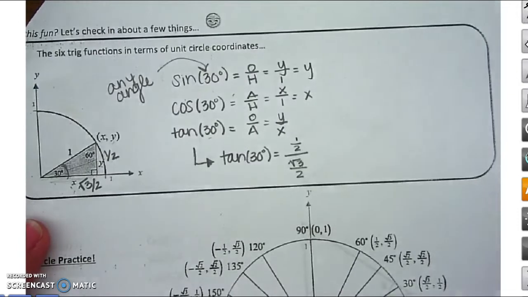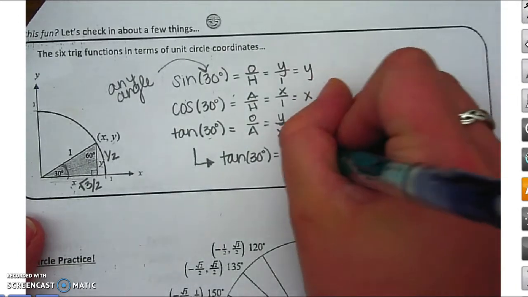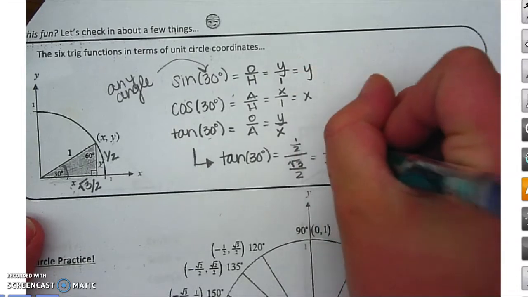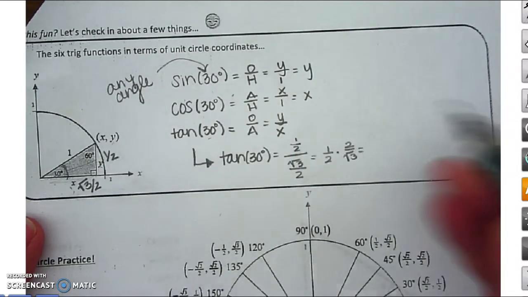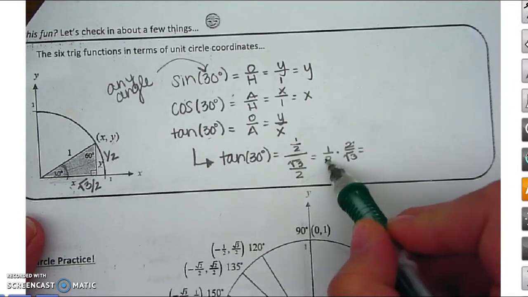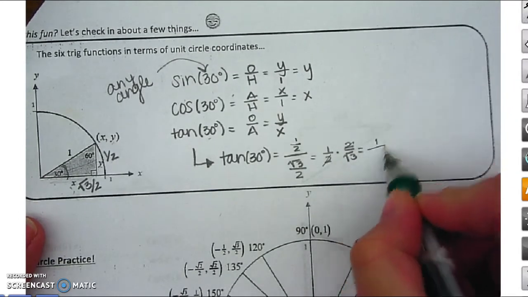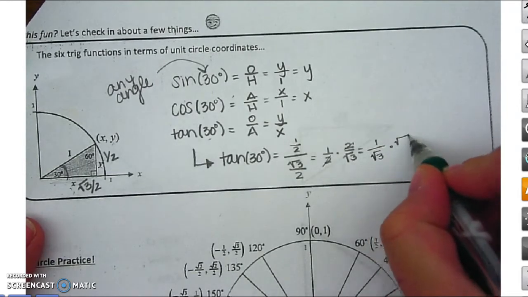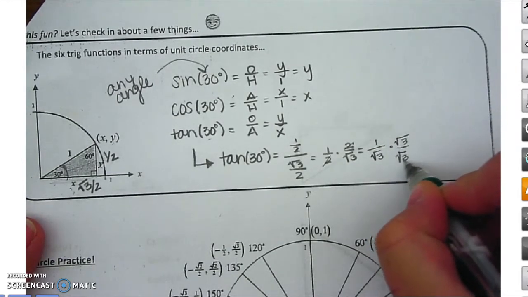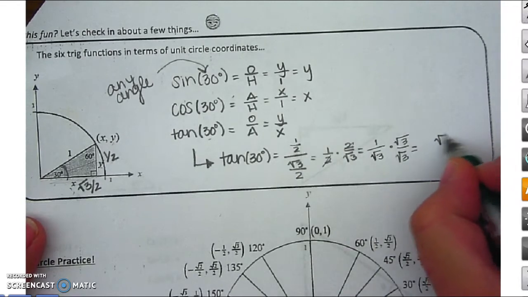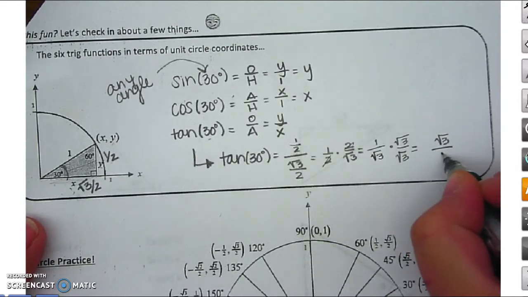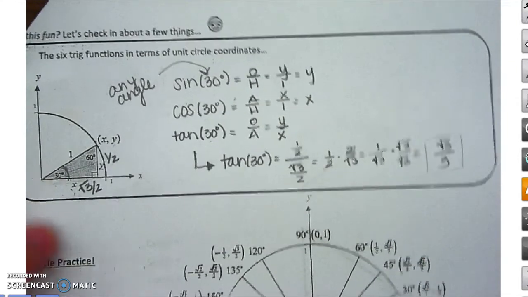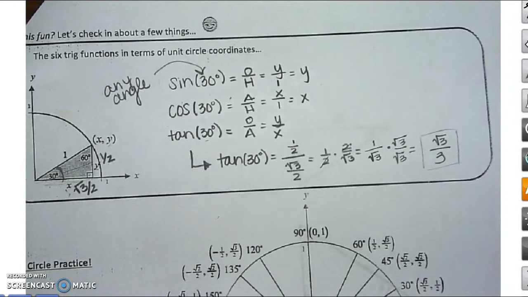Okay, and we know we can't leave it like this. We have to simplify. So remember to multiply by the reciprocal, which would make it 2 over root 3. These 2's would cancel, and you have 1 over root 3. Remember to always rationalize. We talked about this last class. So tangent of 30 degrees would be root 3 over 3. We're going to do a few more of these, and then you guys will finish up.